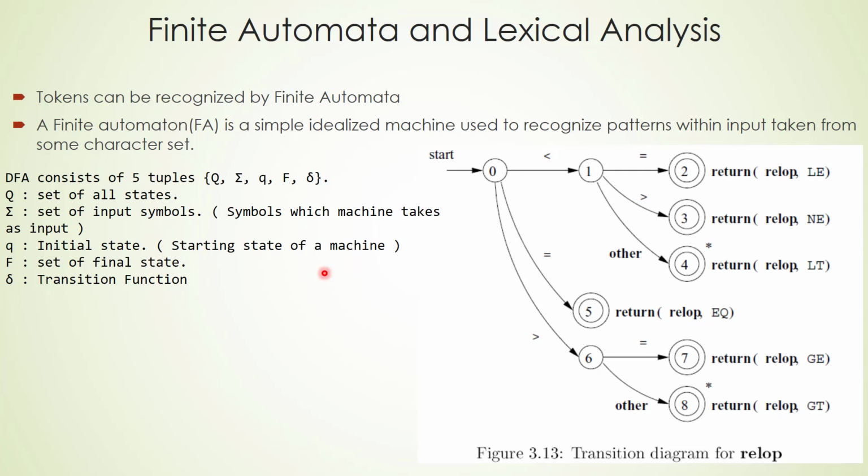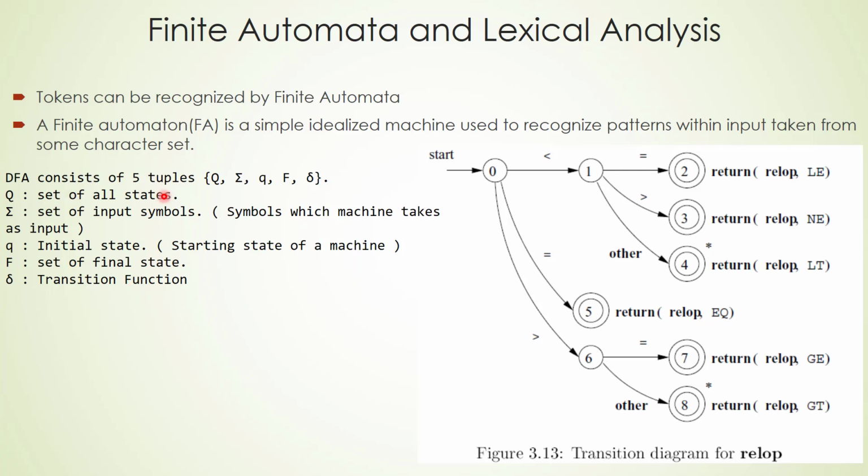So now finite automata and lexical analysis. These tokens can be recognized by finite automata. A finite automaton is a simple idealized machine used to recognize patterns with an input taken from some character set. Here we are discussing deterministic finite automata. The types, deterministic finite automata and non-deterministic finite automata, you already studied in the previous semester. And it is worth noticing that both DFA and NFA have equivalent power. So this definition you already studied.